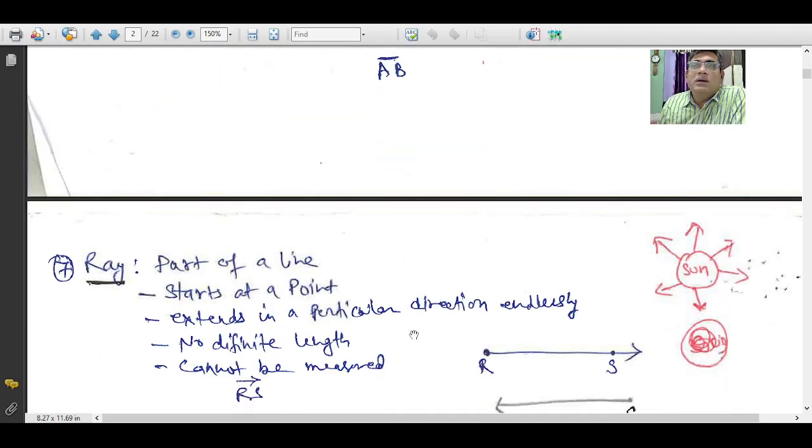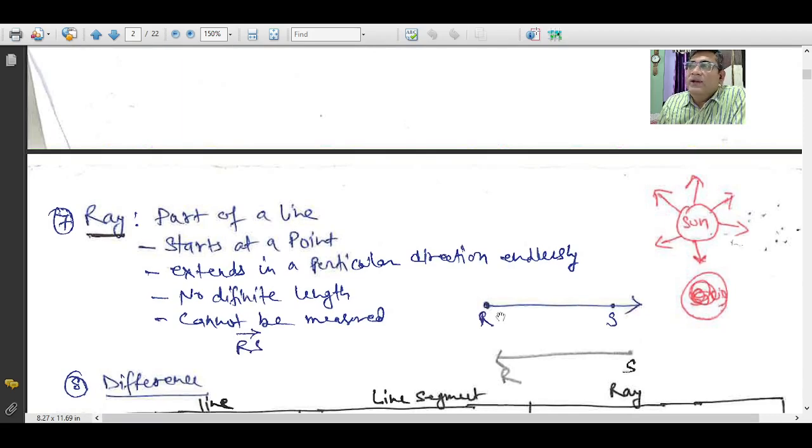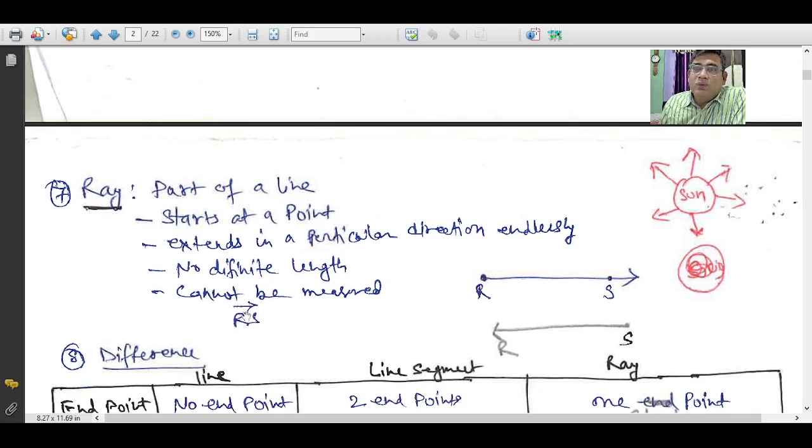Now, fourth is your ray. You can see it has got a start point, but no end point. R is the start point, and S is indefinitely long. So you cannot measure this also. A ray is a part of a line. It has a start point and extends in a particular direction endlessly. Endlessly is the important thing. Since it is infinitely long, it does not have any definite length. But if someone asks you, do lines have length? Yes, they have got length, but you cannot measure it. And it is represented by a one-sided arrow.